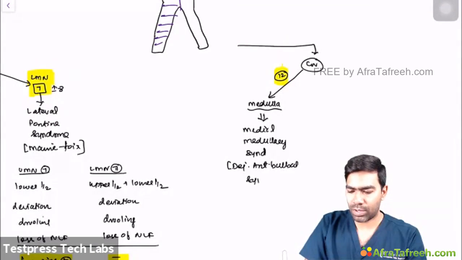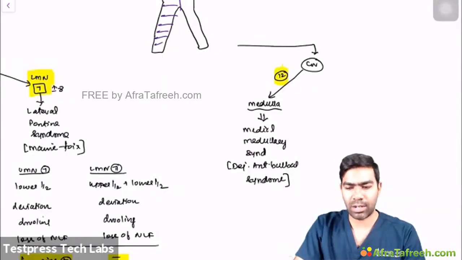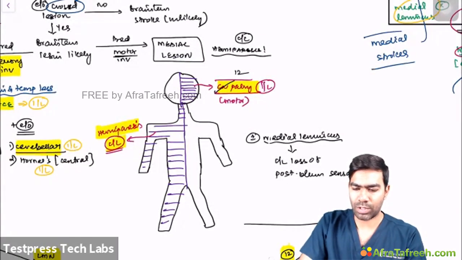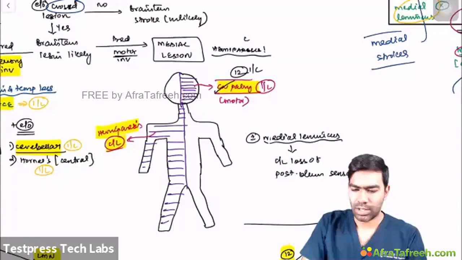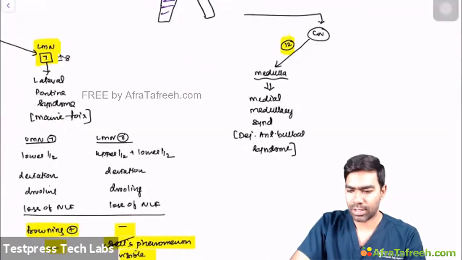This is also referred to as Dejerine anterior bulbar syndrome. What are the features of Dejerine anterior bulbar syndrome? Here, the cranial nerve palsy that you are encountering is the 12th, and the hemiparesis is on the opposite side. Ipsilateral 12th nerve involvement with contralateral hemiparesis is what we refer to as Dejerine anterior bulbar syndrome. That's all, as simple as that.